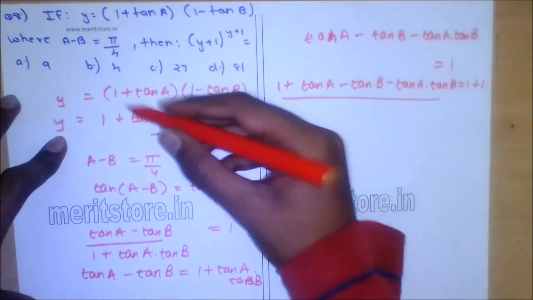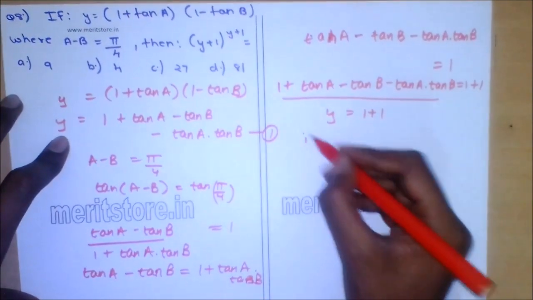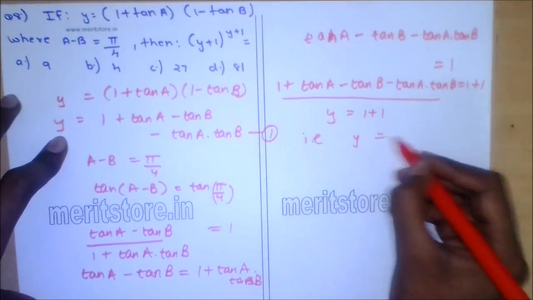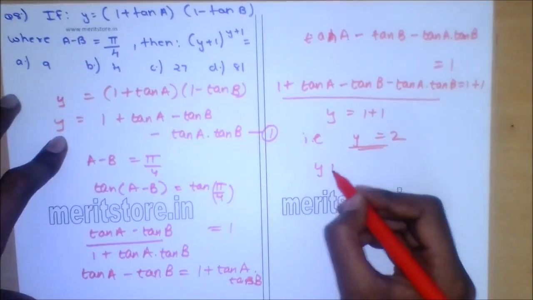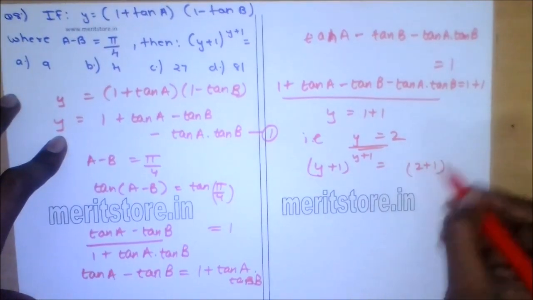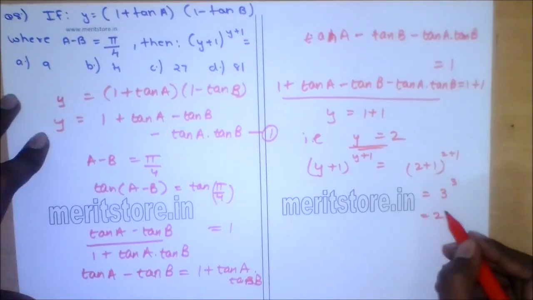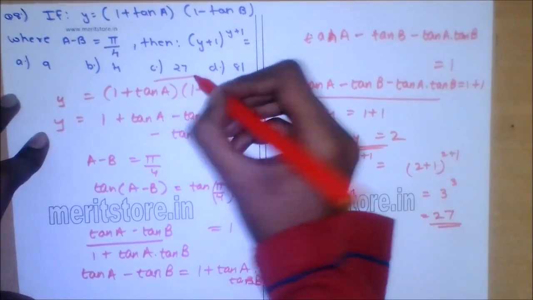This whole term is y. So y equals 1 plus 1, that is y is equal to 2. So y plus 1 raised to y plus 1 is 2 plus 1 raised to 2 plus 1, that is 3 raised to 3, that is 27, which is option C.